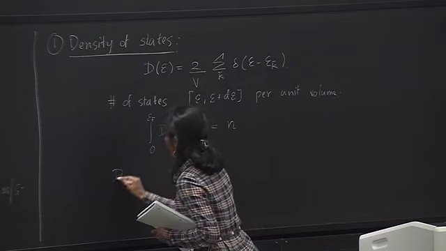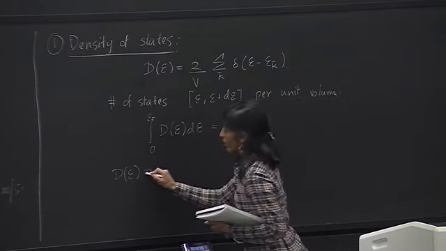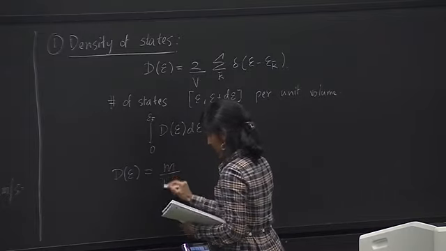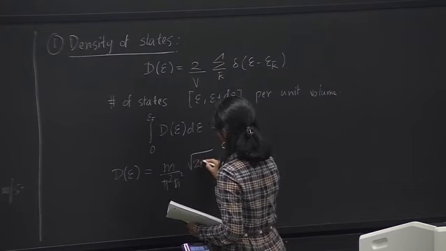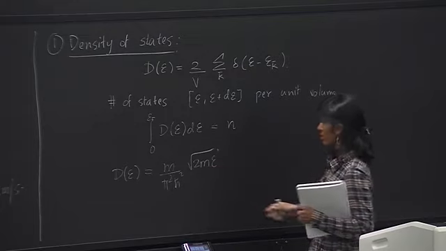Now, in 3 dimensions, you can work out what the density of states is, and it ends up looking like this. It goes as the square root of epsilon.